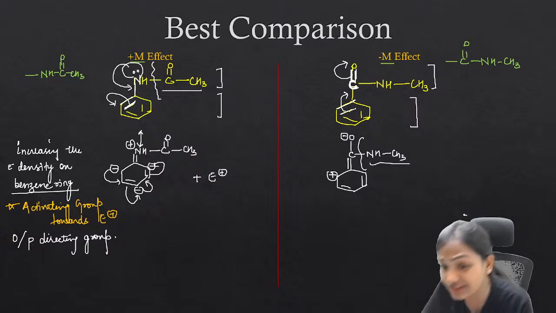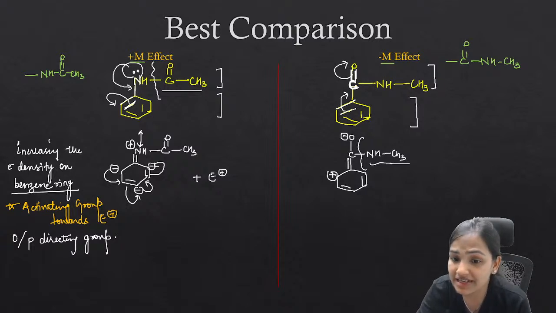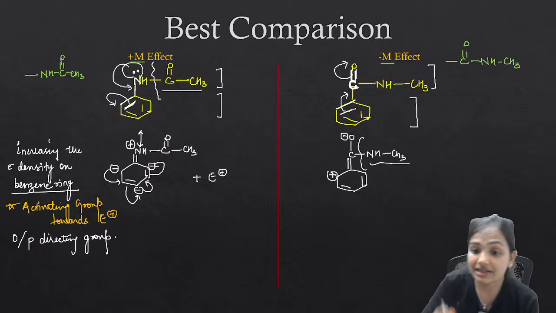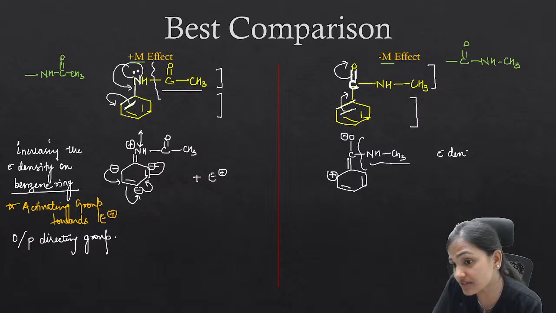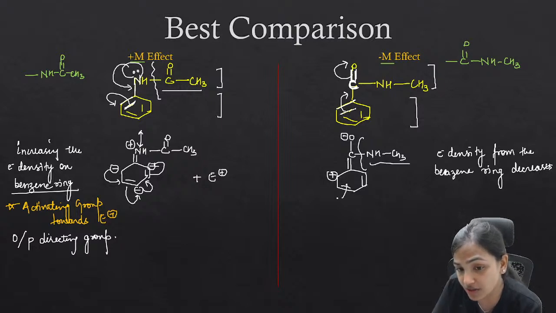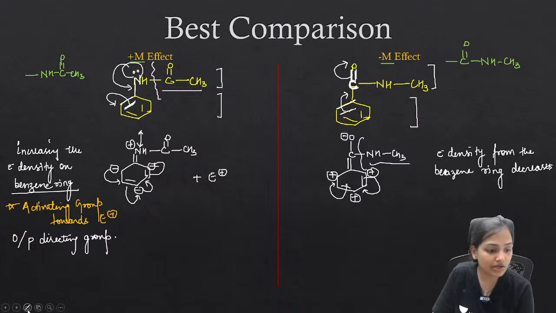Now in the second case, in the minus M effect, what is happening? The electron density from the benzene ring decreases. So here this bond can also move, this will become positive, and this bond can also move, this can become positive. So ultimately, what is this group doing?